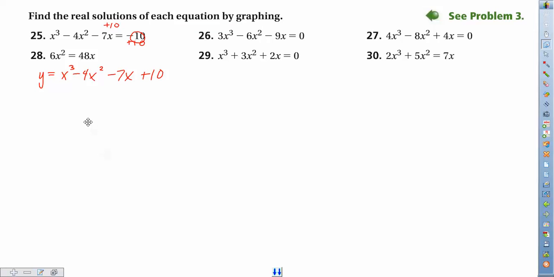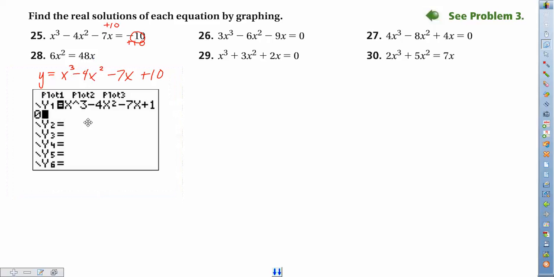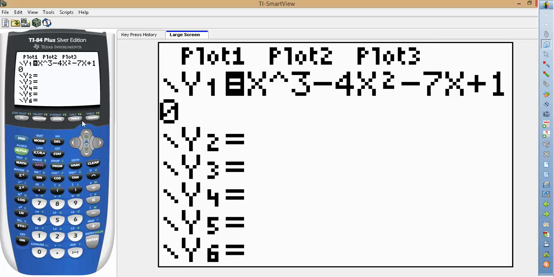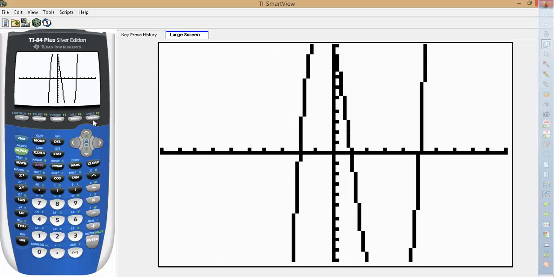Okay, so back over here, first move, type that function into your graphing calculator. Step 2, hit the graph button. Then you'll see that curve, and notice that curve crosses the x-axis 3 times. This is good news for us.